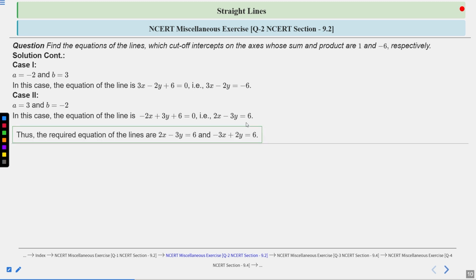Thus the required equations of the lines are 2x minus 3y equal to 6 and minus 3x plus 2y equal to 6. These two equations of the lines are our required equations. I hope it is clear to all of you. So now let us move on to the next question.